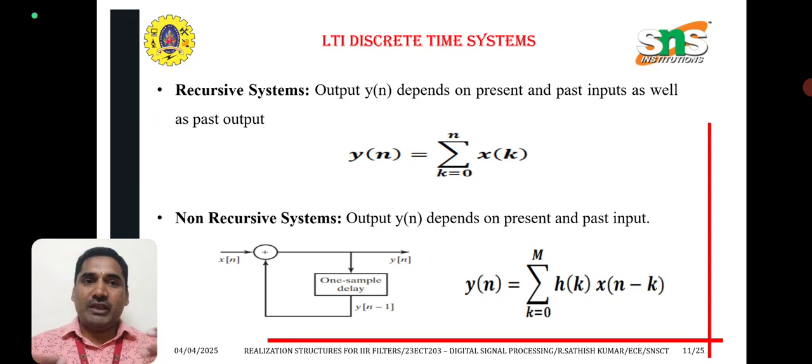Next one, recursive and non-recursive systems. In a recursive system, the output y of n depends on present and past input as well as past output. y of n is equal to summation k is equal to 0 to n into x of k. In a non-recursive system, the output y of n depends on present and past input. Summation k is equal to 0 to M h of k into x of n minus k.